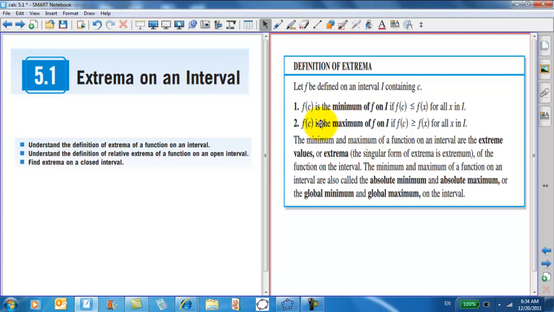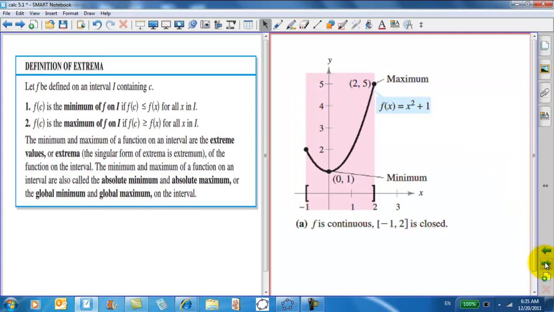So f(c) is the y coordinate when x equals c. And is that the lowest possible one? Then that's the minimum. If f(c) is greater than or equal to f(x) for all x in the interval, then we call that the maximum. These are the extreme values. We also call this the absolute max or absolute min, or global max or global min on that particular interval.